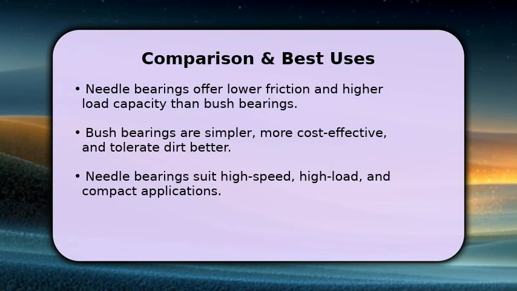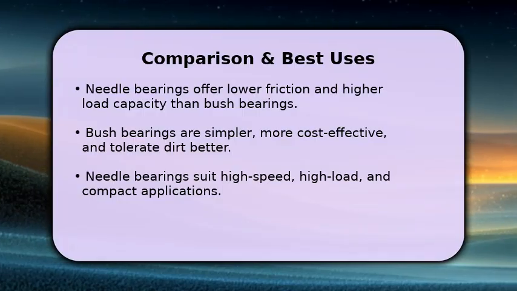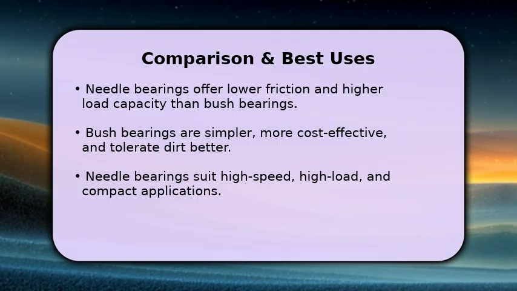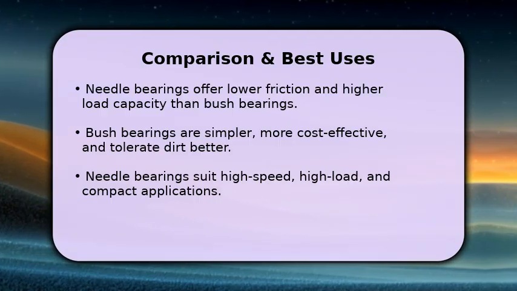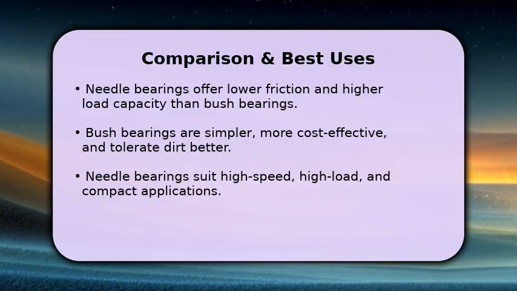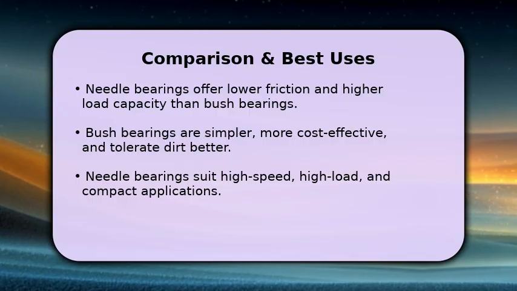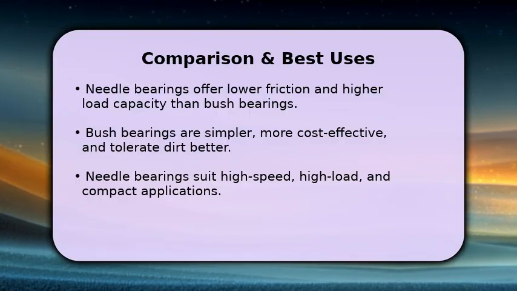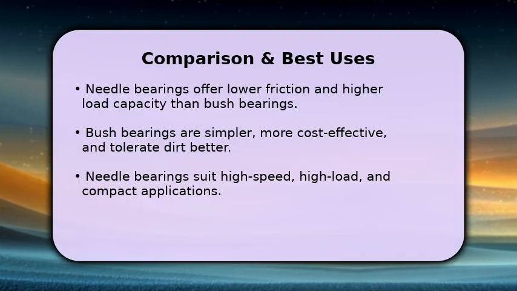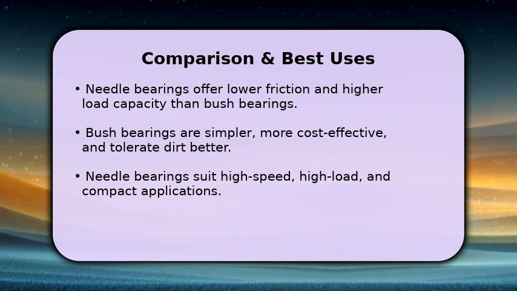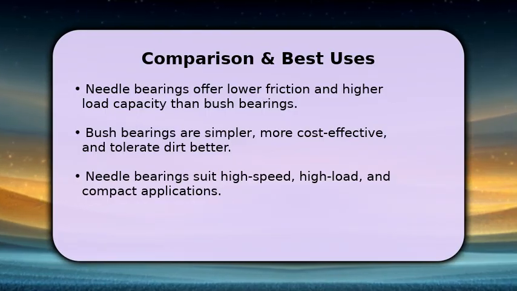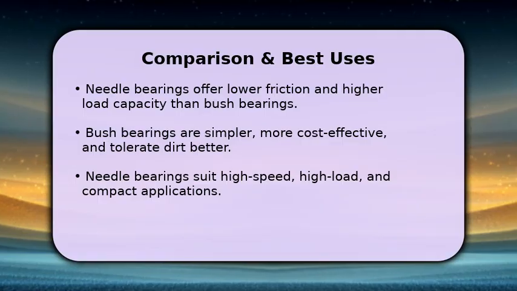When comparing the two, needle bearings generally offer superior load capacity and lower friction, making them suitable for high-speed and heavy-duty applications where space is at a premium. Copper bush bearings, conversely, are more economical, simpler to install, and can tolerate dirt and misalignment better. They are often chosen for applications involving oscillating motion, lower speeds, or where shock loads are present. The best choice ultimately depends on the specific operational requirements, budget, and environmental conditions of your project.